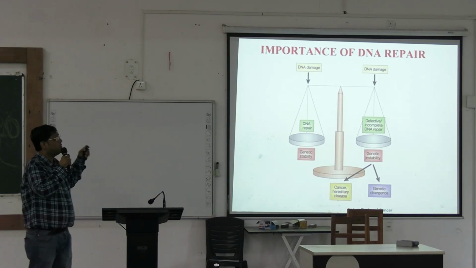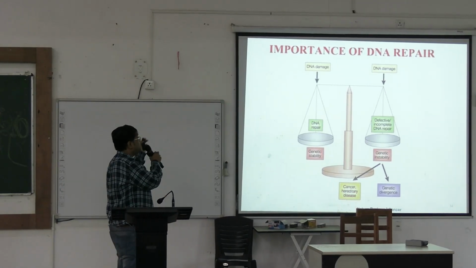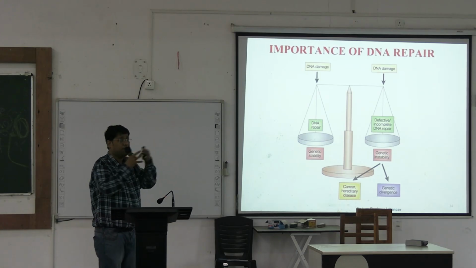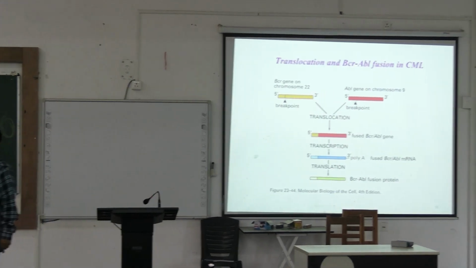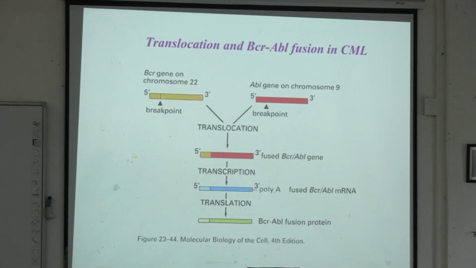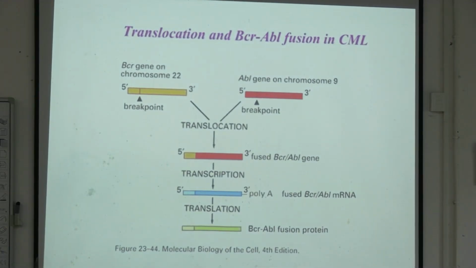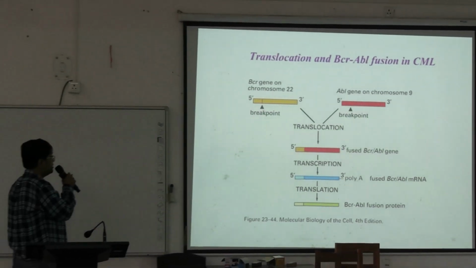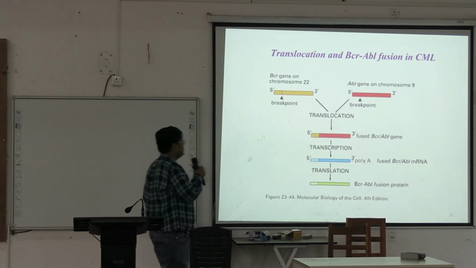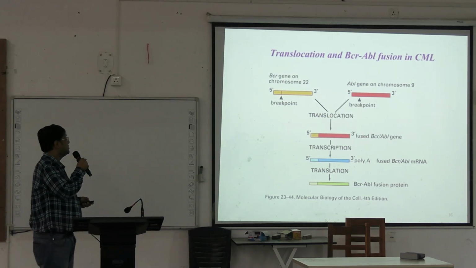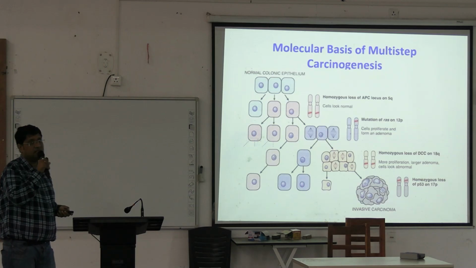This is basically cited as what is the importance of DNA repair. DNA damage, proper repair and defective repair, a proper balance is needed. Note down this one. CML, when we will discuss pathogenesis of CML, we will discuss it in detail in a separate class. But right now, note down this. See, the BCR gene is on chromosome 22 and ABL is on chromosome 9. BCR-ABL fusion transcription. So, translocation, transcription and translation, leading to BCR-ABL fusion protein.